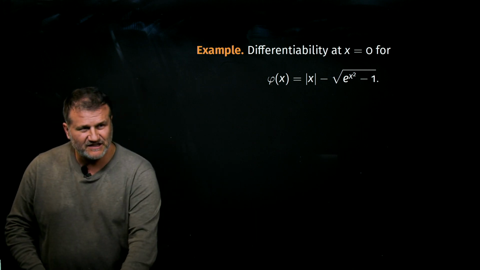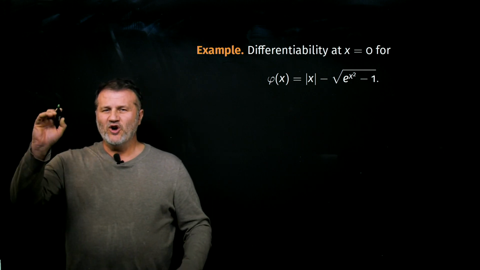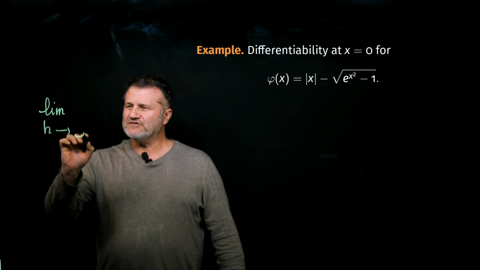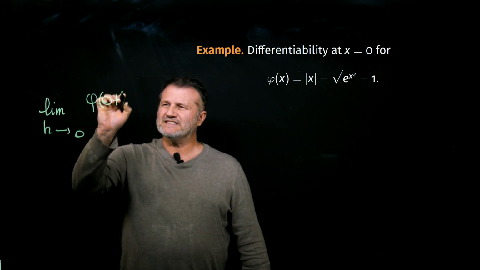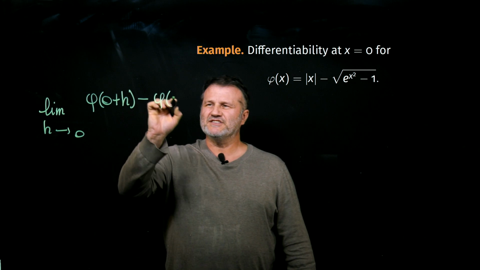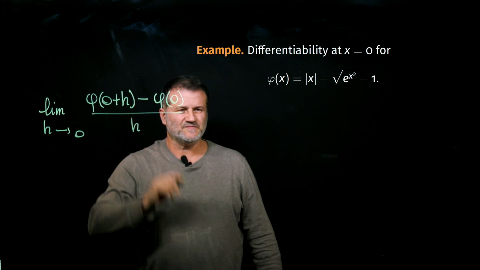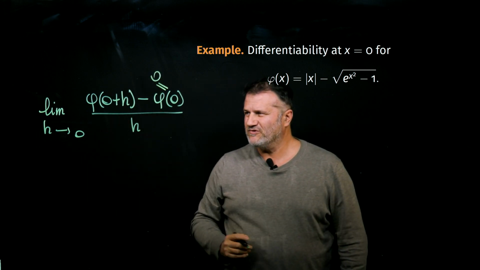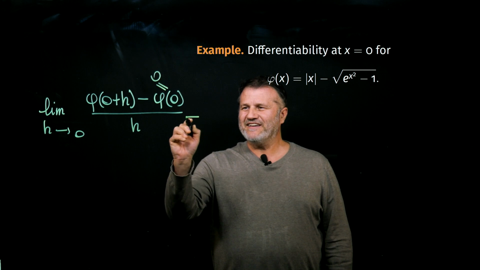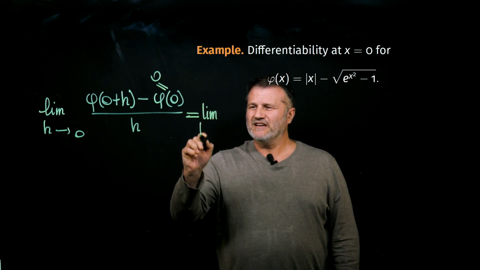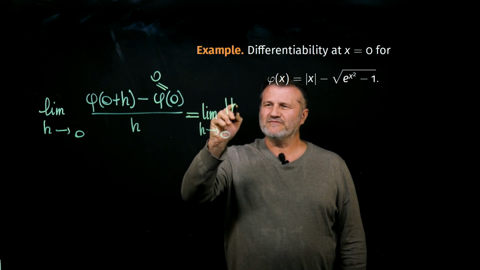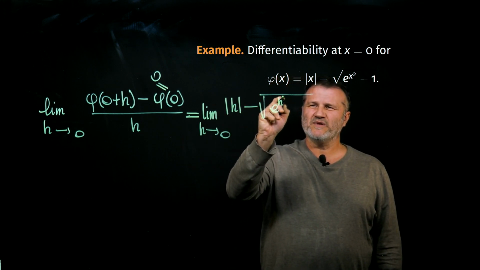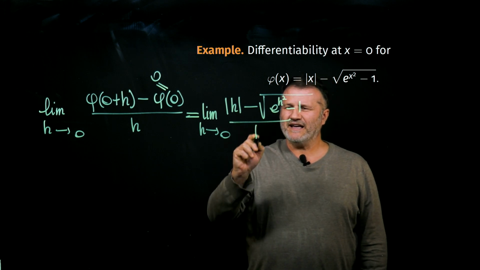Here, to check the differentiability at x equals 0, we need to calculate the limit for h going to 0 of phi of 0 plus h minus phi of 0, divided by h. Now, phi of 0 is equal to 0, and phi of h is the given expression. So we have the limit for h going to 0 of absolute value of h minus the root of e to h squared minus 1, divided by h.